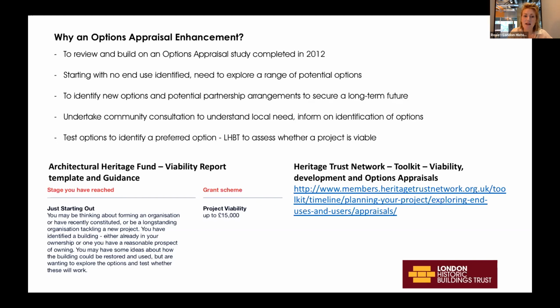The better understanding that you have at this stage, the better the project is as you go forward, and the better grounding that you have as an organisation to actually take on the asset and progress that project in the first place. So just some very quick resources: the Heritage Trust Network Toolkit, and there's a link to viability, feasibility stages, and it hopefully breaks down some of the differences.